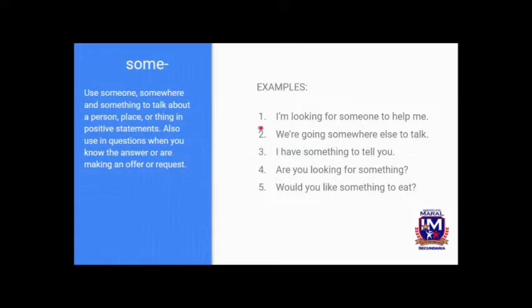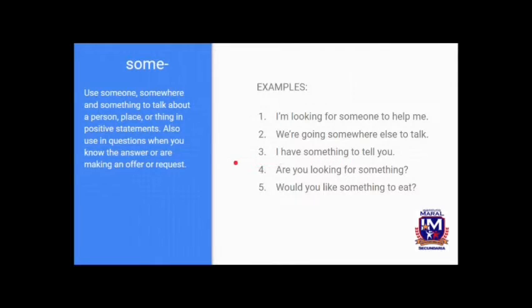Number one says, I'm looking for someone to help me. As you can see, I'm not being specific. That's why I am using someone. Number two says, we're going somewhere else to talk. Where are we going? Well, I'm not being specific. That's why I'm using somewhere. Number three says, I have something to tell you. What is it that I am going to tell you? Once again, I'm not being specific. That's why I'm using something.